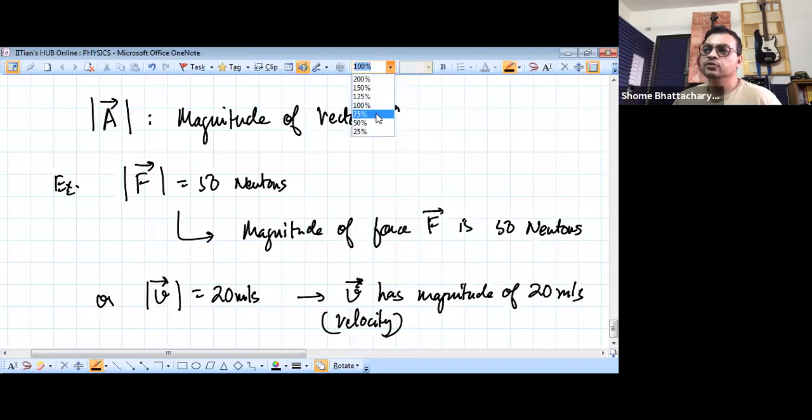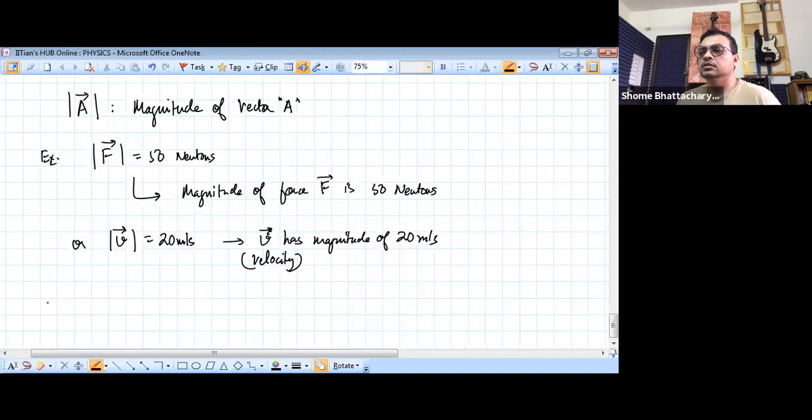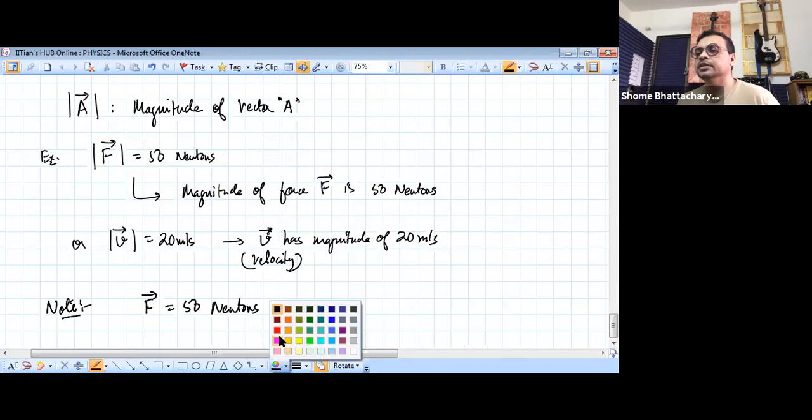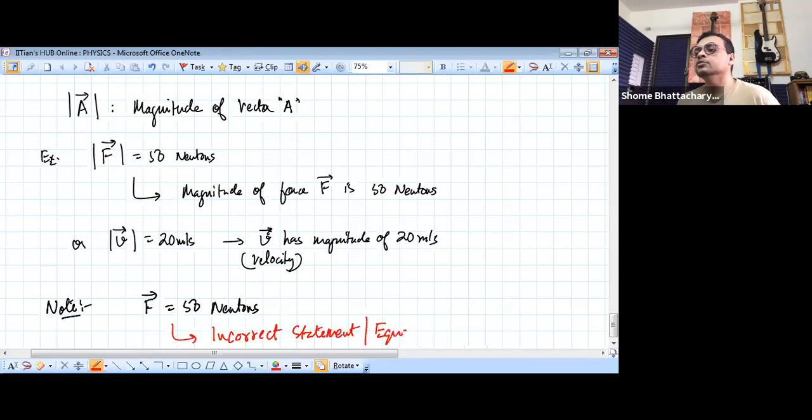Now, one thing we should be mindful of over here is that if we write something like this, that vector F is equal to 50 newtons, then this is actually a wrong statement. This is an incorrect statement, or you can even call it an equation, because we have got an equal to sign. So it's an incorrect equation.